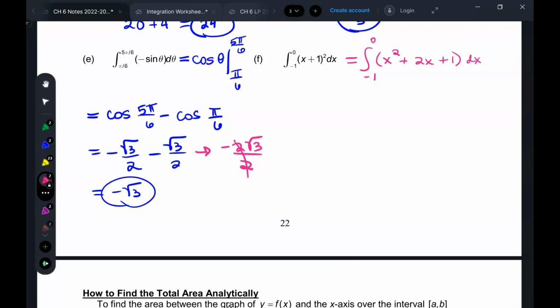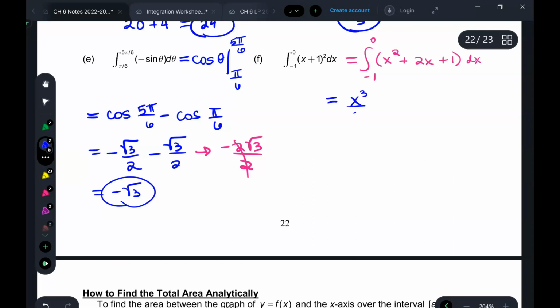Next chapter, we'll learn a way to integrate, kind of like a backwards chain rule. So you see how this is really a composition of functions. We have x plus 1, and it's to the second power. But for right now, we'll just multiply it out and then just do the power rule. So what do we get for... So we got x cubed over 3 plus x squared plus x.